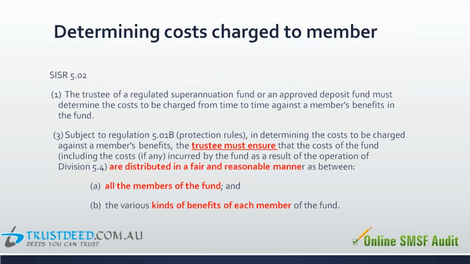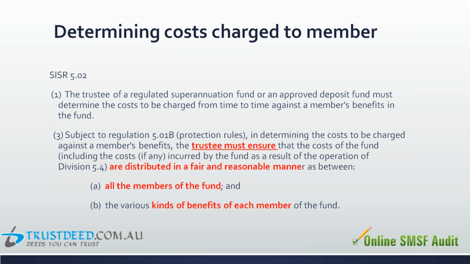Now, till now we have just looked at the allocation of income. We haven't talked about allocation of costs. That is in SIS Regulation 5.02, and that talks about how the trustee must ensure that costs incurred by the fund as a result of operations are distributed again in a fair and reasonable manner as between all the members and the kinds of benefits of each member. Now, there are certain costs like insurance costs which are specific to a particular member. I'm talking about life insurance. So those costs can be allocated to that particular member.